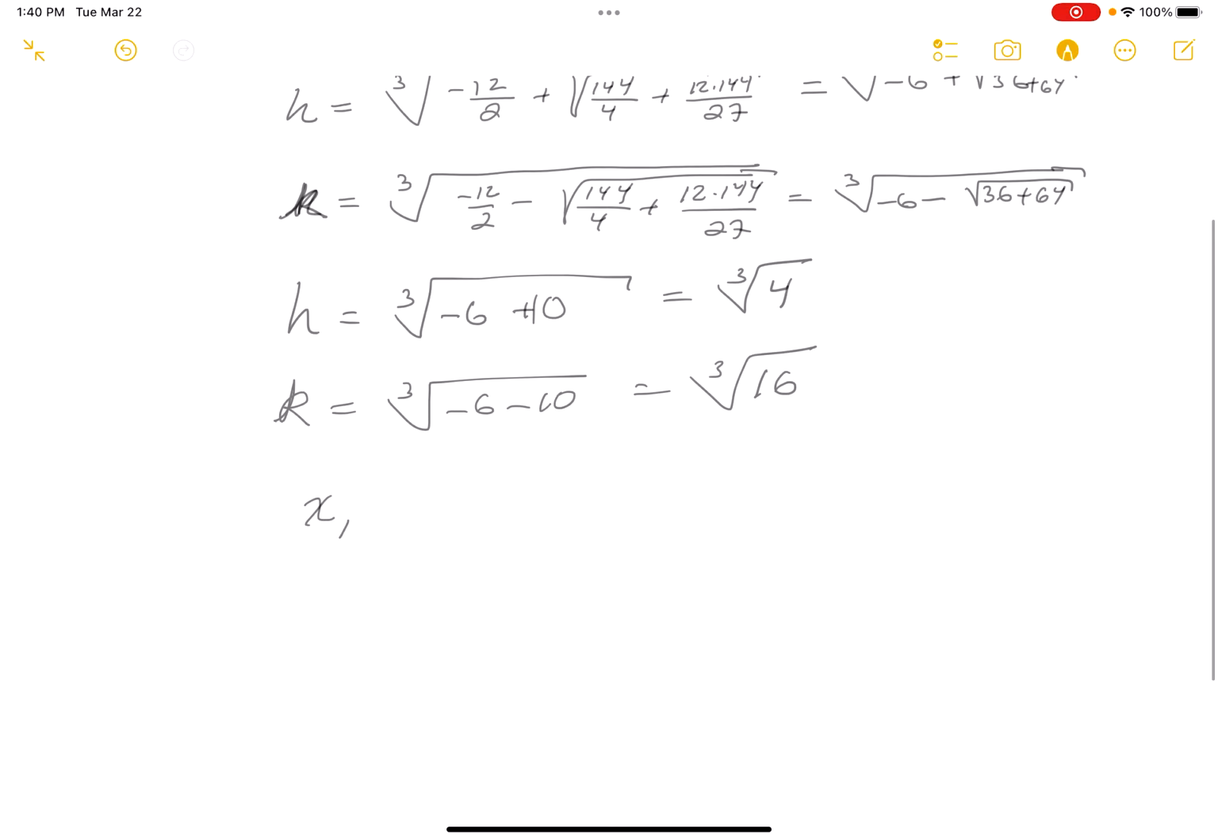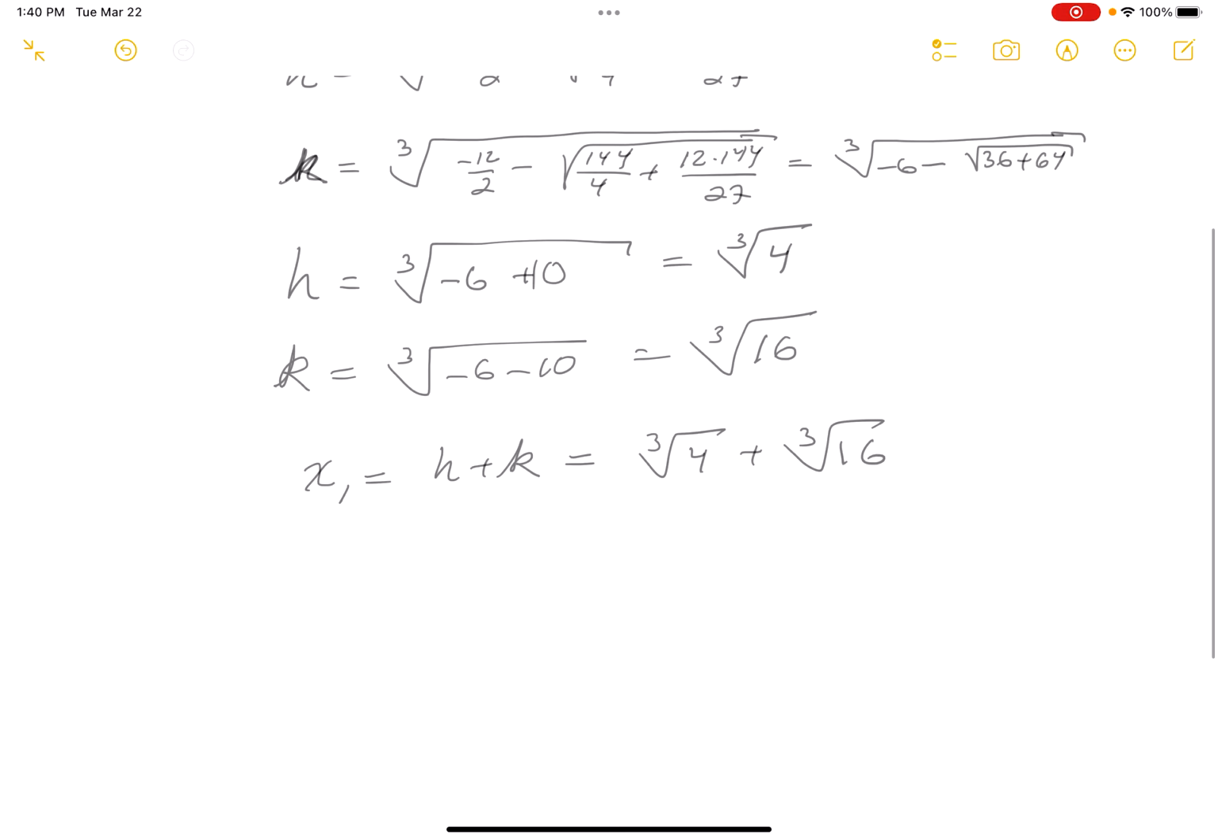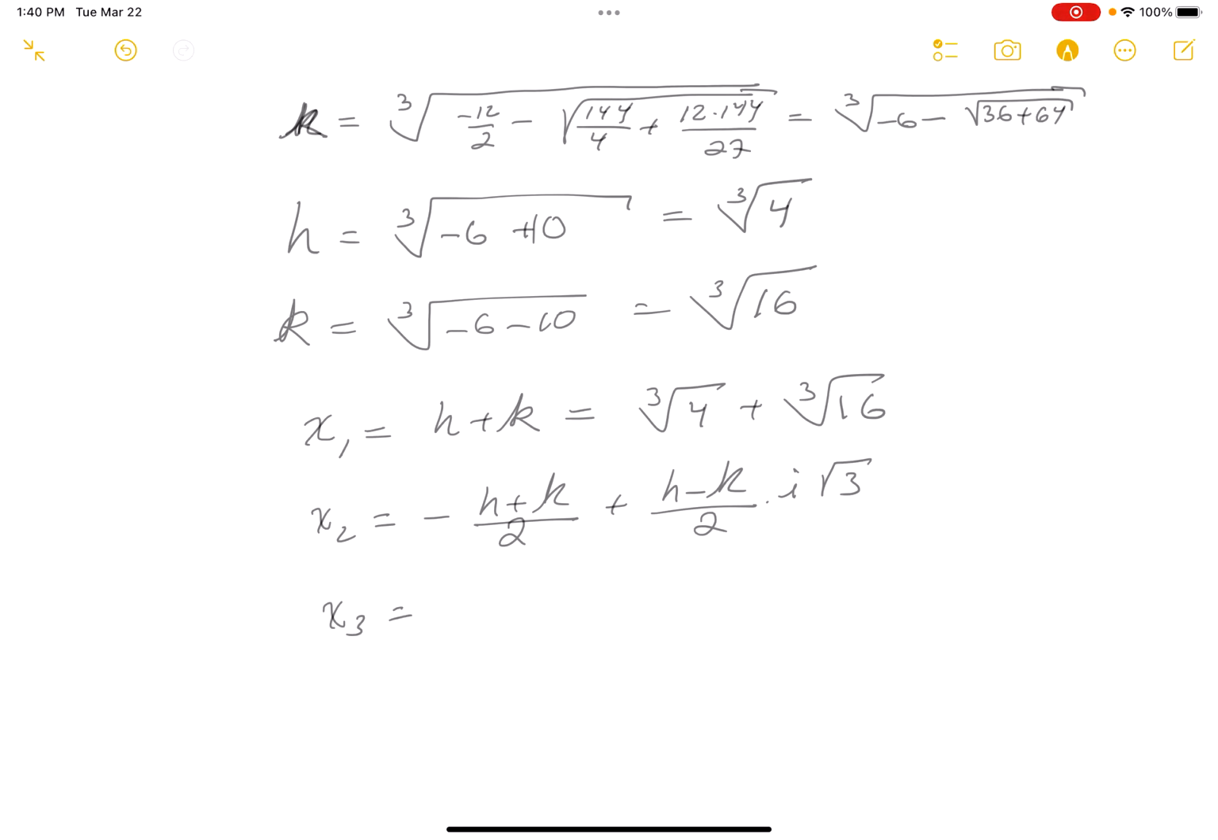x1, the first root, I'll write down as simply h plus k. What's h plus k? The cube root of 4 plus the cube root of 16. I'll simplify that later, by the way. I'm going to write x2 down. x2 will equal minus (h plus k) over 2 plus (h minus k) over 2 times i root 3. All right? The next root, x3, we'll do those in a moment, is going to be minus (h plus k) over 2 minus (h minus k). Whoops, that doesn't look like an h, does it?